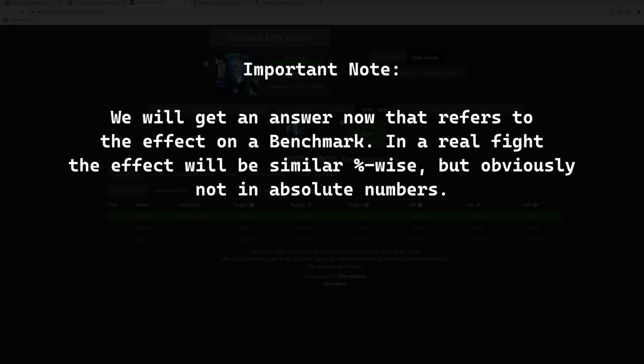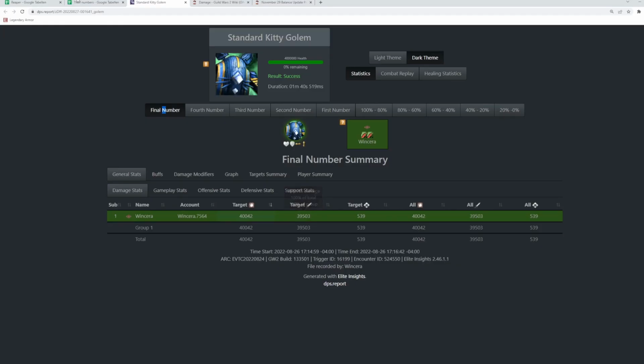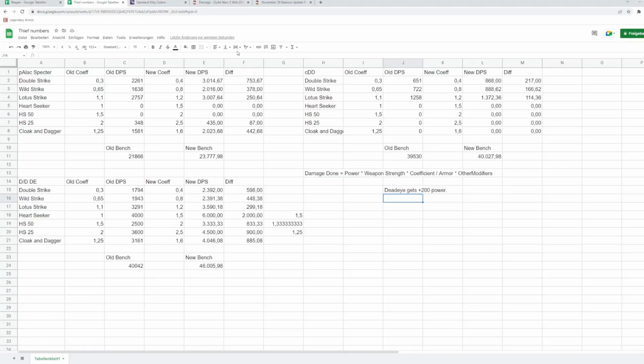Well, we can take a look at the log and see that Dead Eye does 9,503 power DPS. And DPS comes from adding up a bunch of skill damages and dividing by total time.